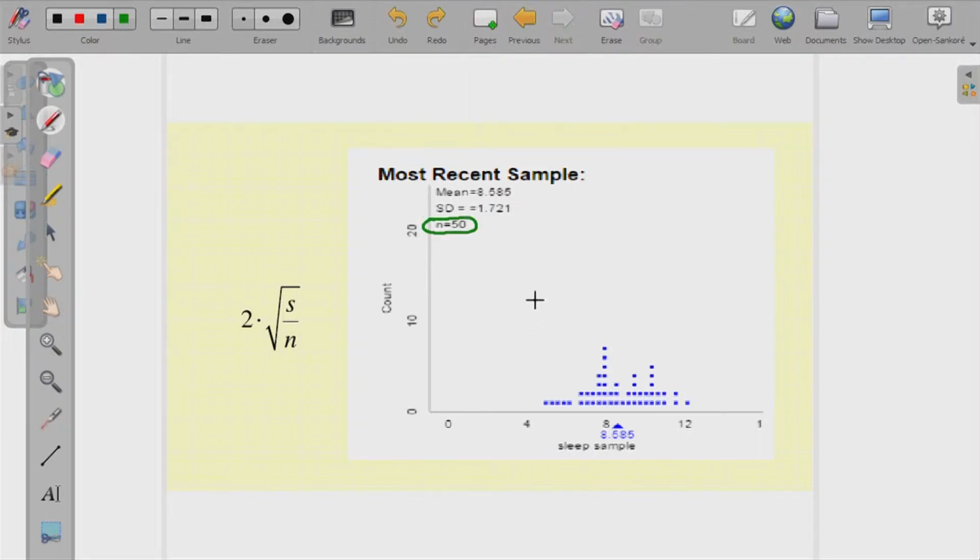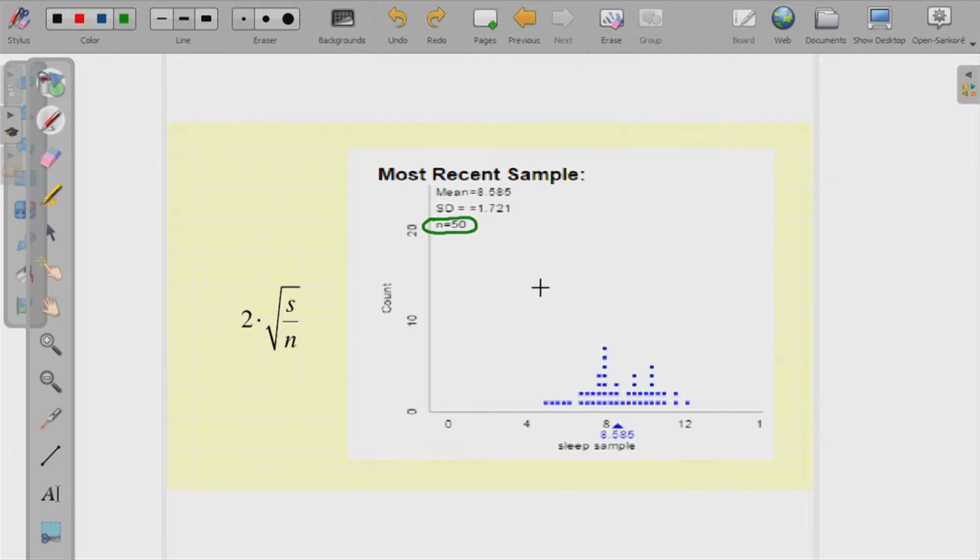Brian, could you talk a little bit about how, on the basis of this distribution of data for that sample, you would go about estimating the mean number of hours that people sleep in a night? Well, since this is one sample, these dots are not sample means. These dots are actually individual data items.